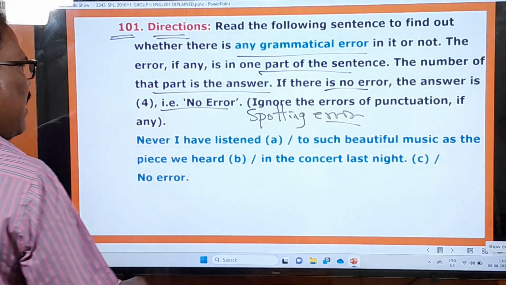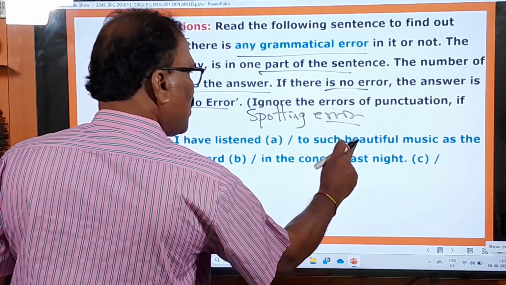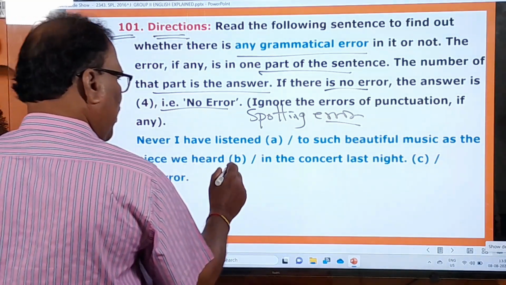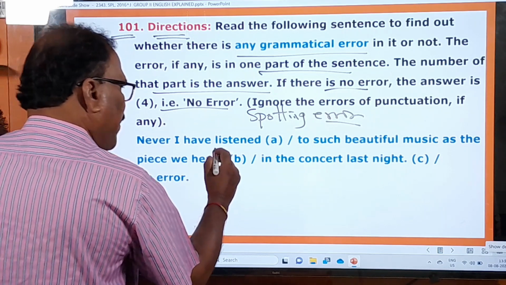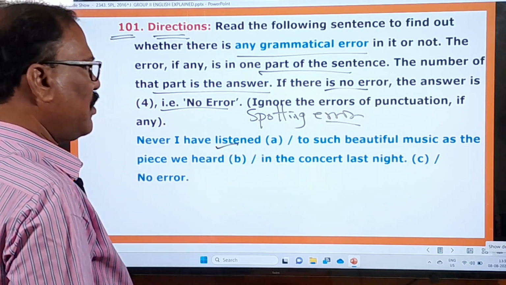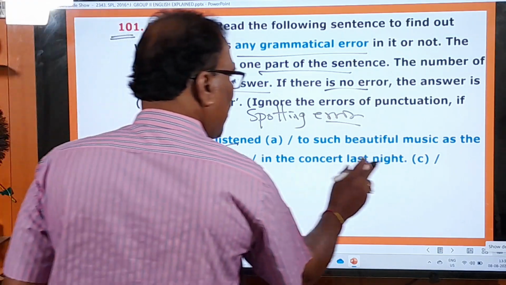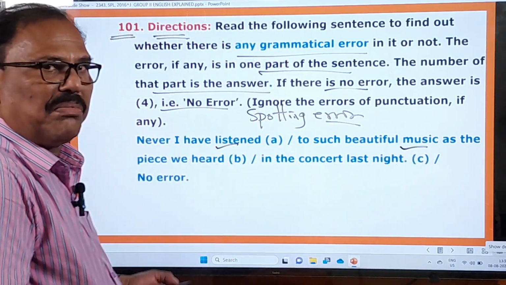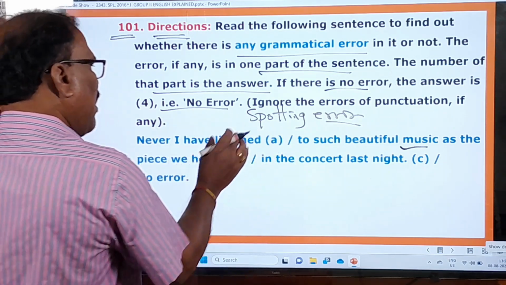Okay, here: "Never I have listened to such beautiful music as the piece we heard in the concert last night." If you have observed this sentence, in the B part there is no mistake. "To such beautiful music as the piece we heard in the concert last night", no mistake at all, no error in that. So B part and C part are correct.